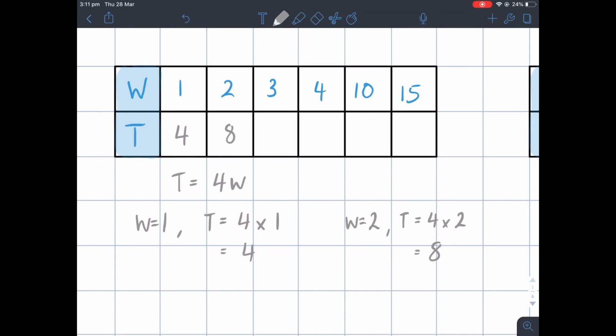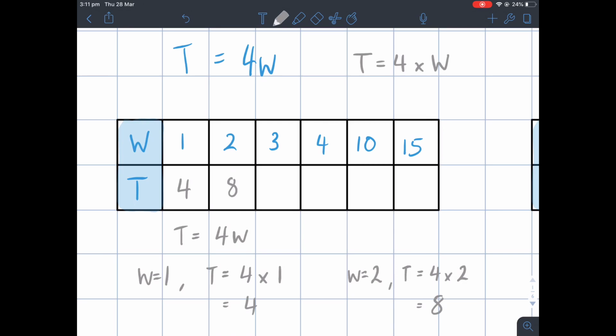Now we don't need to keep showing our working out for this. We can continue to do these in our head. So when w is equal to 3, 4 times 3 is 12. When w is equal to 4, we've got 4 times 4 is 16. Now we do have a pattern going up here, but that pattern's because our w's are increasing by 1 every time. And if we look at the next one, this time we've actually got w is equal to 10.